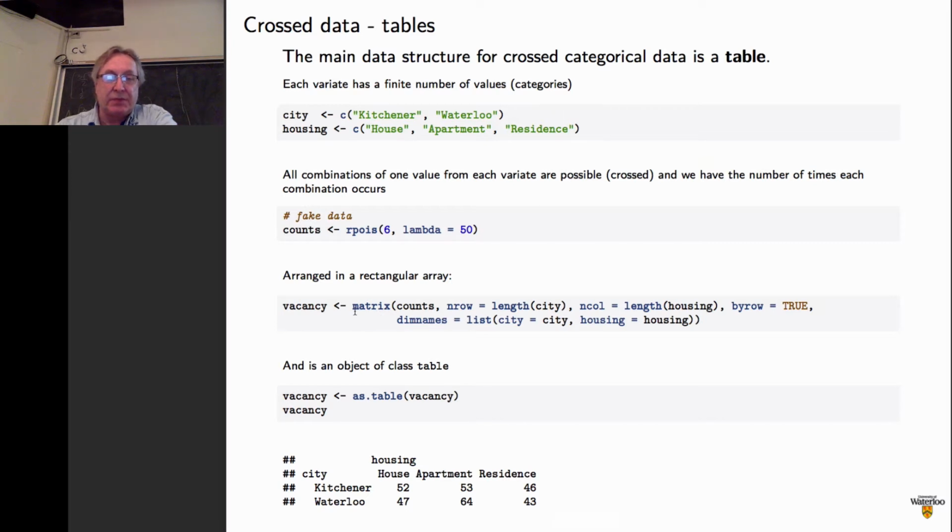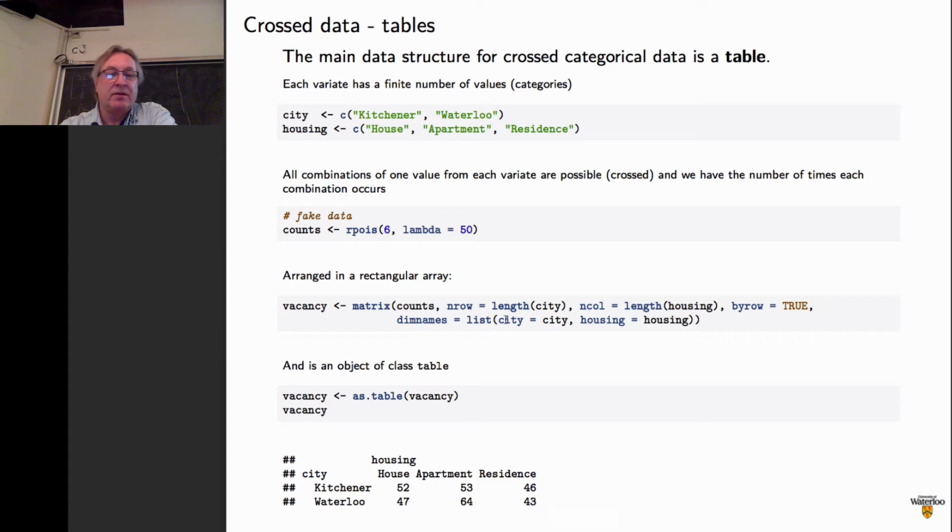And so principally a table is, as you know, a rectangular array. And so we could use a matrix. Here's the matrix. It's going to take the counts. Number of rows will be the length of the city. Number of columns, the length of the housing. I always like to fill in whether I'm going by row or not, so at least I know. I'm very conscious of how the data are filling that matrix. And then the dimension names, the dimnames.